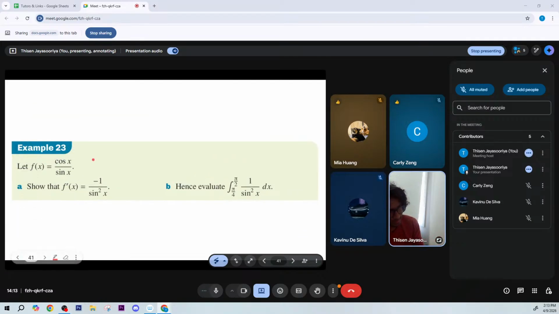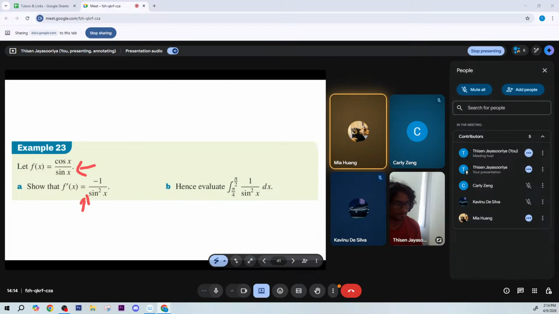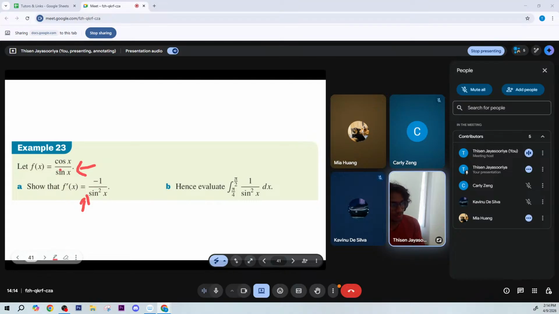So, here, how can I show that the derivative of this one is negative 1 over sine squared of x? Mia, do you know how I'd be able to show that? No. Okay, that's fine. We use the quotient rule, yeah?